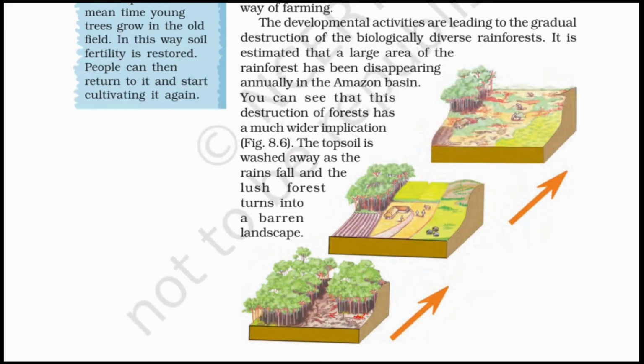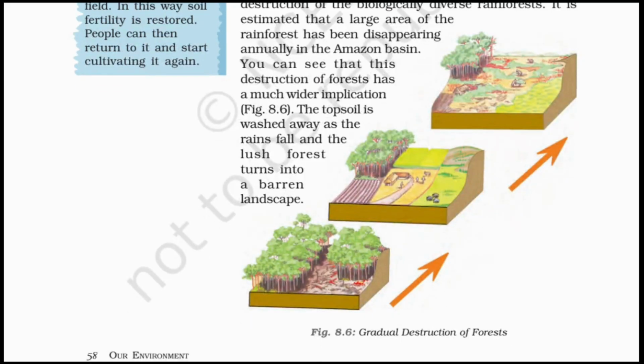You can see that this destruction of forest has a much wider implication. The topsoil is washed away as the rains fall and the lush forest turns into a barren landscape. You all must be aware of soil erosion. Now, in the places where there is more rain, soil erosion occurs more, right? So, what is soil erosion?